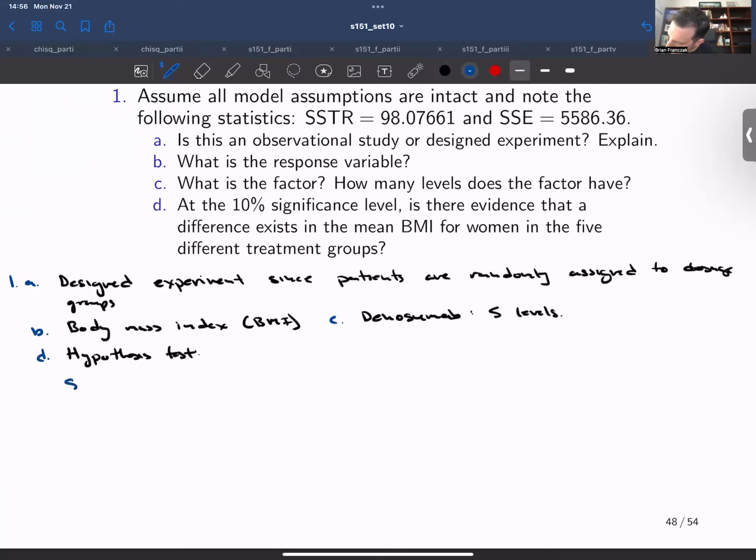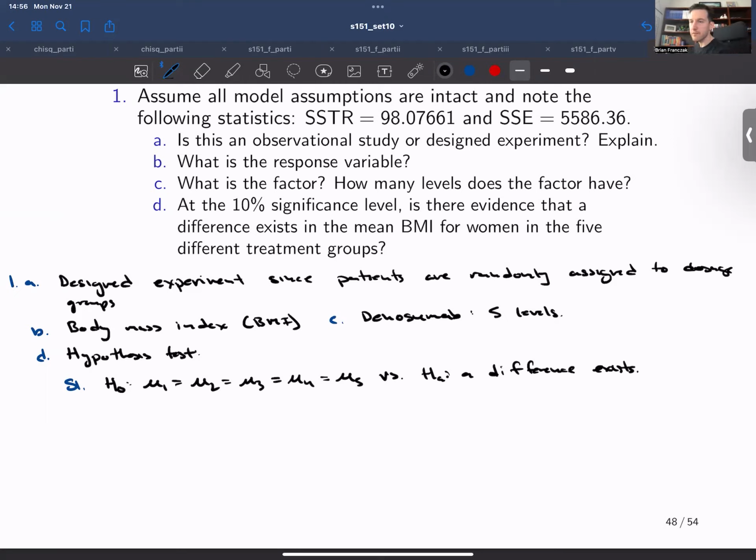Okay, on step 1, my null hypothesis is that the means are equal. The alternative is that a difference exists. So I'm going to have mu1 equals mu2 equals mu3 equals mu4 equals mu5 versus the alternative, a difference exists. Notice how general the alternative hypothesis is.